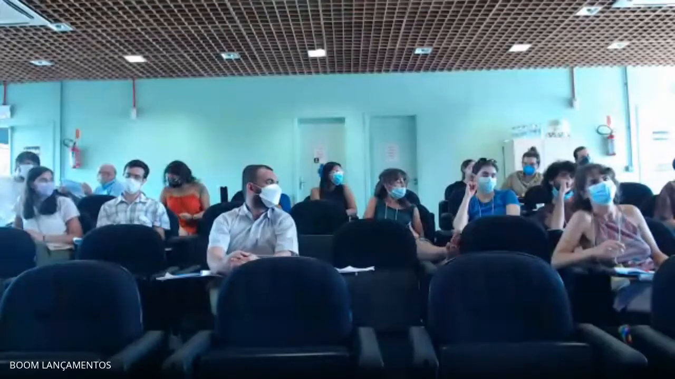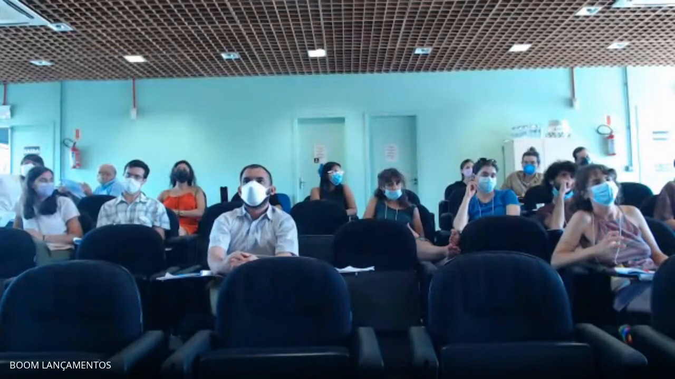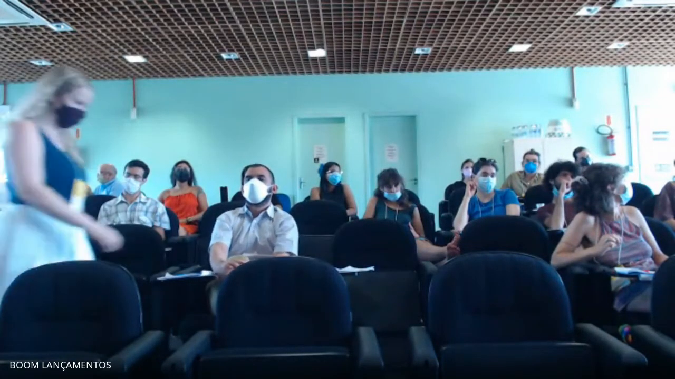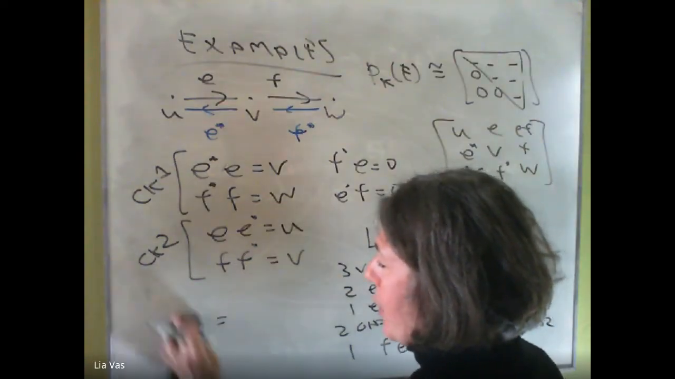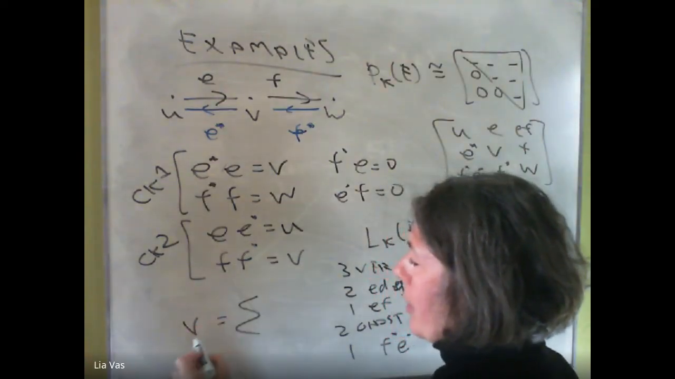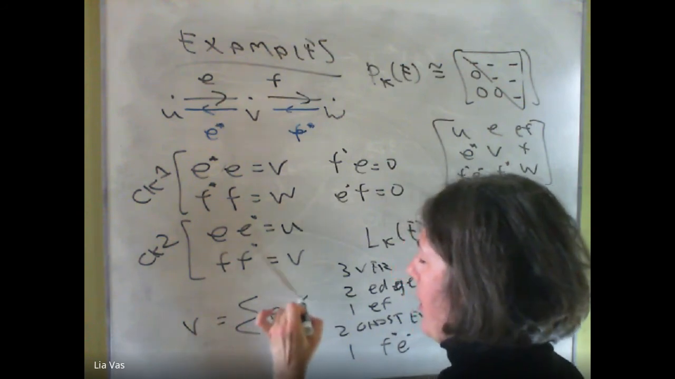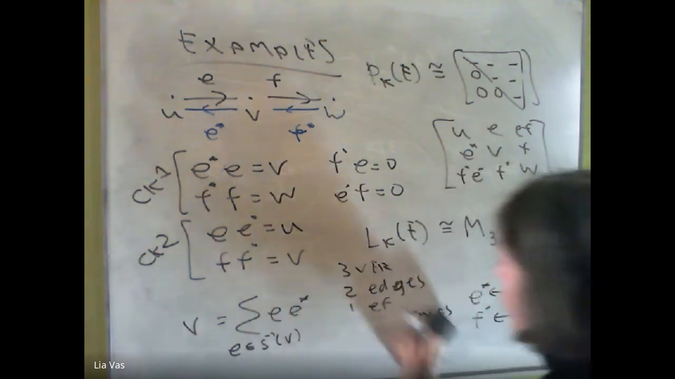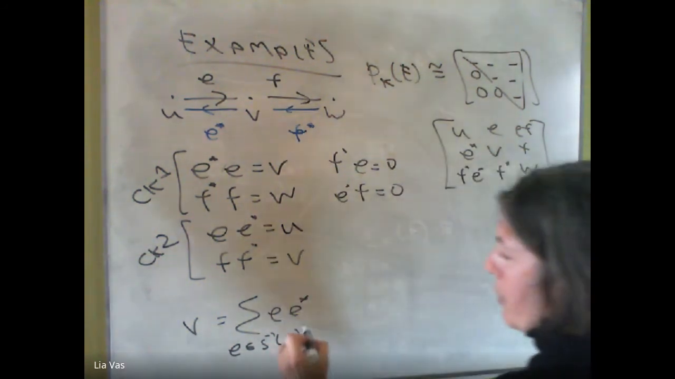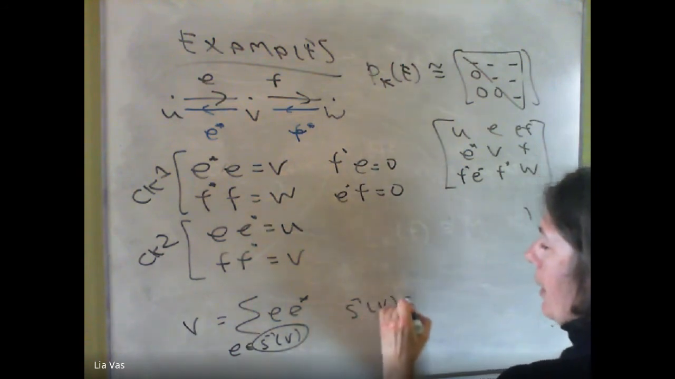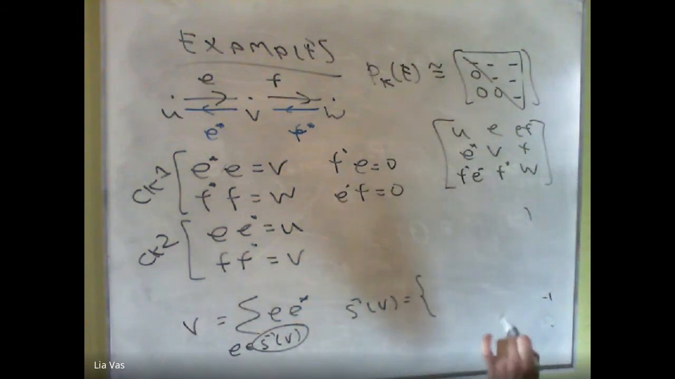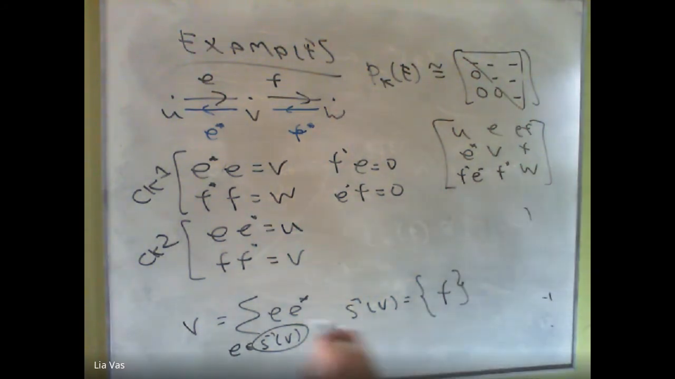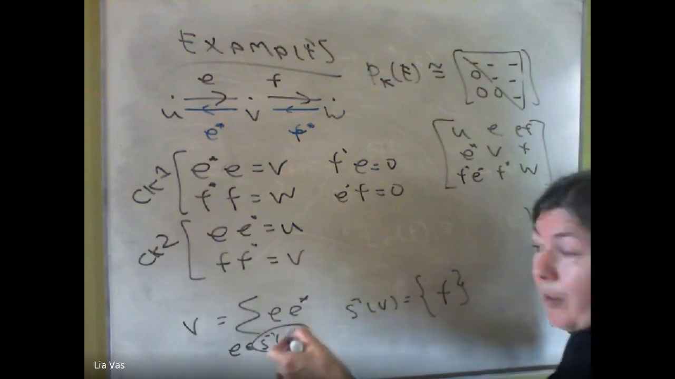Just a quick question. Why from CK2 does it not follow that V is the sum of F star and E star E? Because in here, your sum consists of only one element, right? So the axiom is saying that V is the sum of E E star, where E is in the set S inverse of V, right? So what is the set S inverse of V here? It is the set of all edges that V emits, right? And that set is just F and only F, you see? So that's why your sum has just one term here, right?